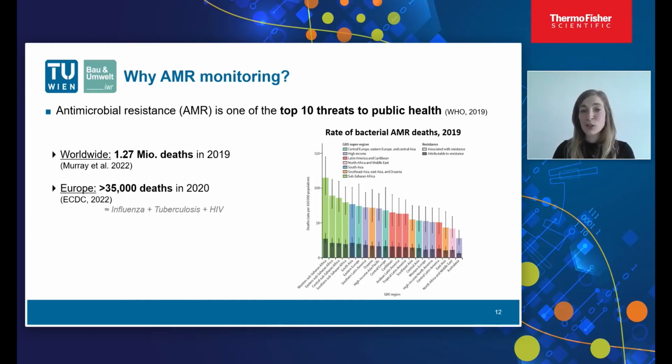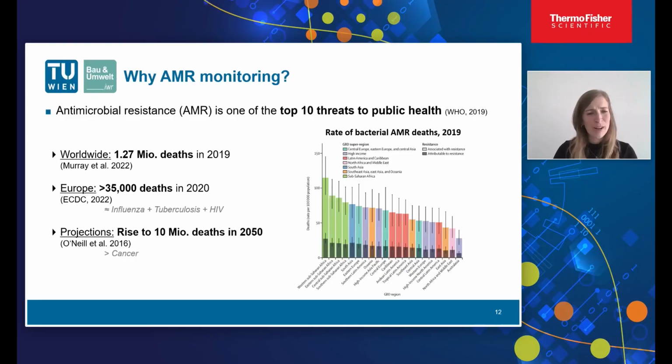If we have a look at Europe, things aren't that much better. In the year 2020, there were more than 35,000 deaths that were associated with AMRs. And just to put this a bit into perspective, this equals approximately the amount of deaths due to influenza, tuberculosis, and HIV altogether. And finally, the projections, if we have a look in the future, that also doesn't look that bright, because there is a prediction that in 2050, there is a rise to 10 million deaths due to AMRs. And this number would then even exceed the number of deaths that are associated to cancer.